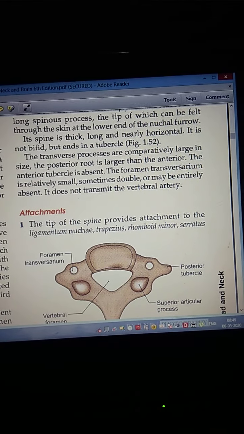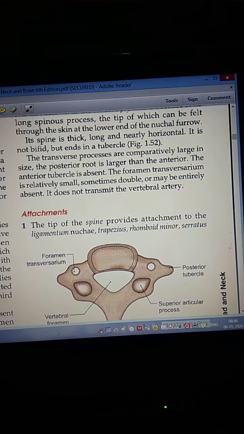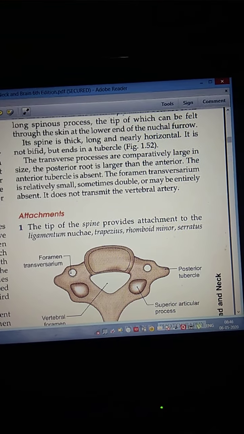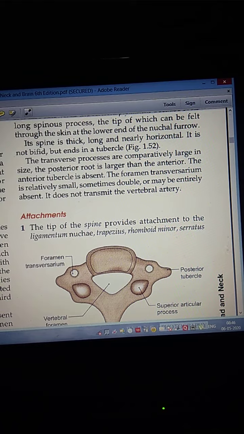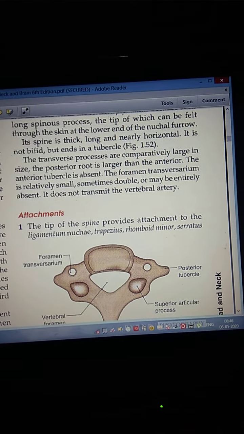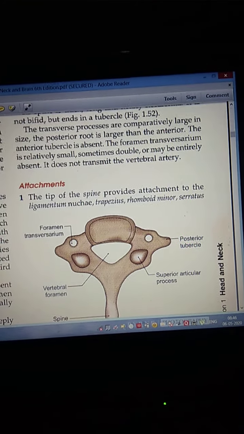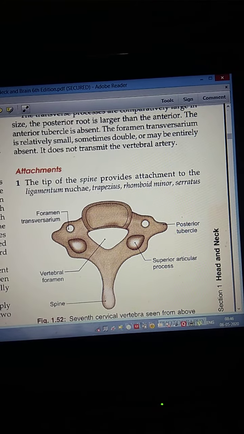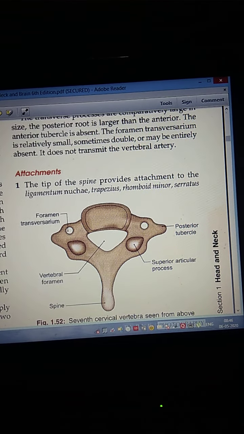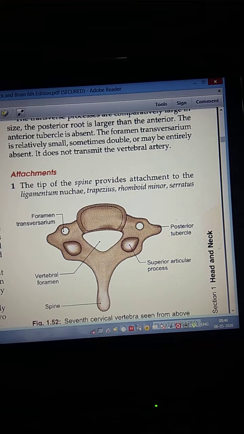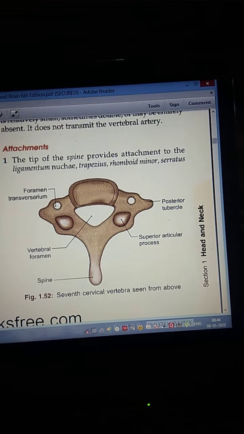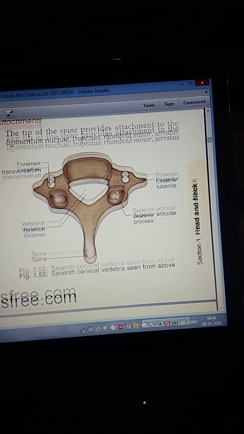The spine is thick, long, nearly horizontal. It is not bifid. The transverse processes are comparatively large in size. The posterior root is larger than the anterior, and the anterior tubercle is absent. The foramen transversarium is relatively small, sometimes double or absent. This is the figure of the seventh cervical vertebra.